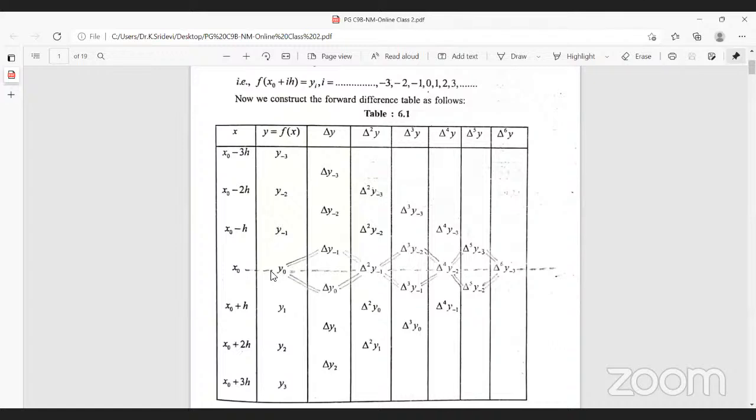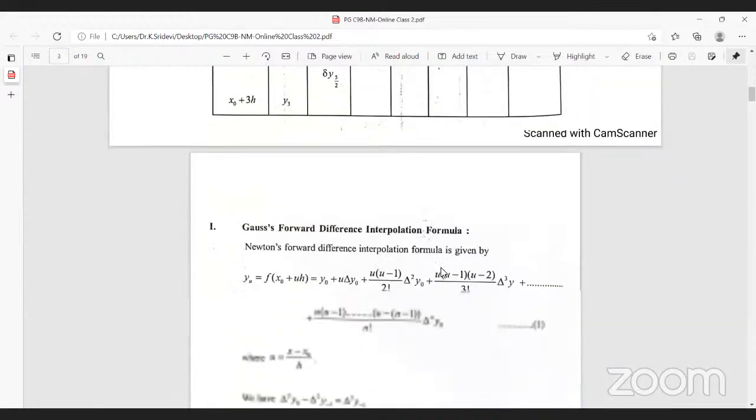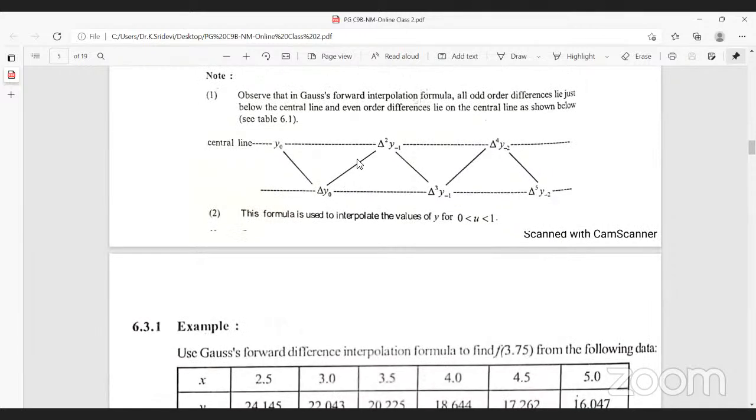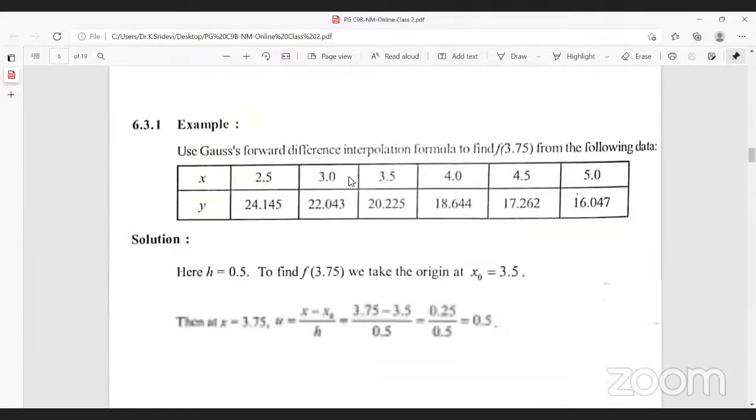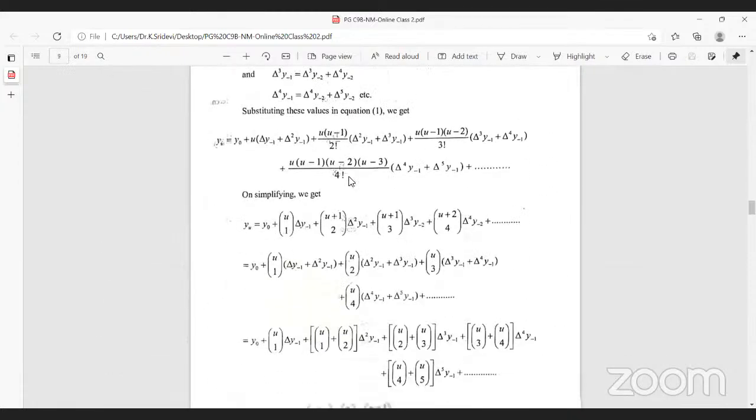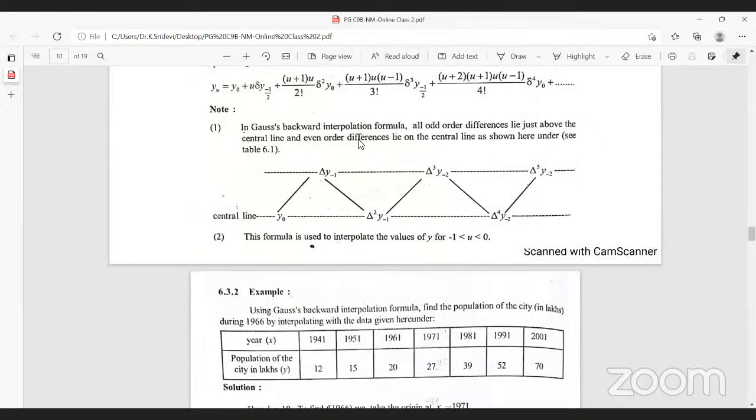So that means the entries on the central line and the entries above the central line. Anyway, this is related to Gauss's forward difference formula, and this is related to Gauss's backward difference formula. So remember the table and you can easily do the problems. Now, next we are going to see this formula like this. This formula is Gauss's backward difference interpolation formula.